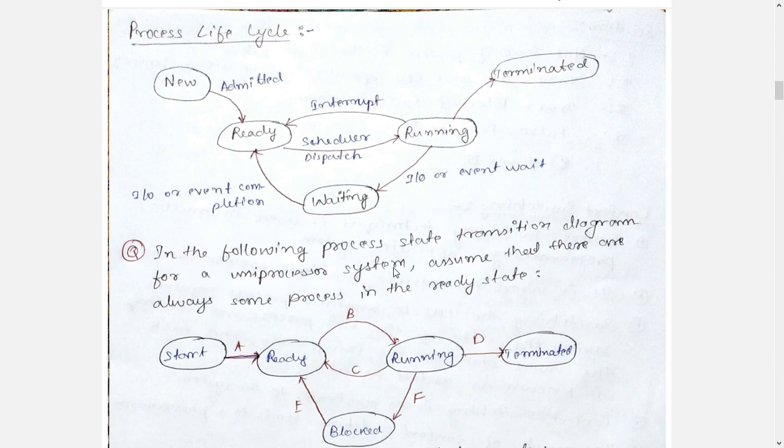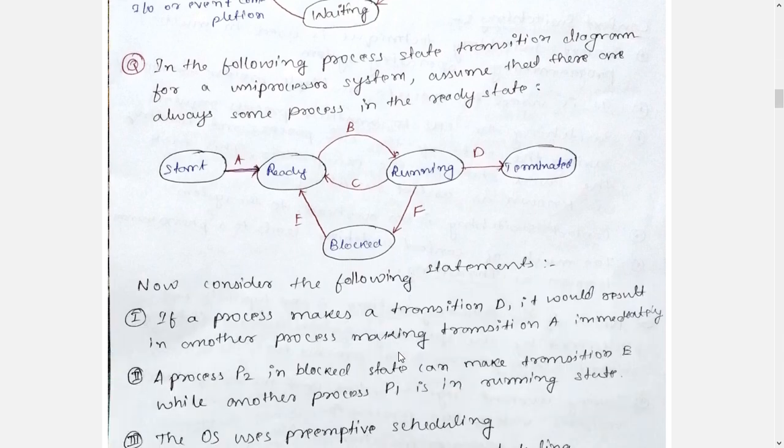For a uniprocessor system, assume that there are always some processes in the ready state. There are some processes because, as I said, there will be multiple processes waiting for the CPU. So when one process is running, others are waiting, like that. Here also it says assume that there are always some processes in the ready state. Now consider the following statements.